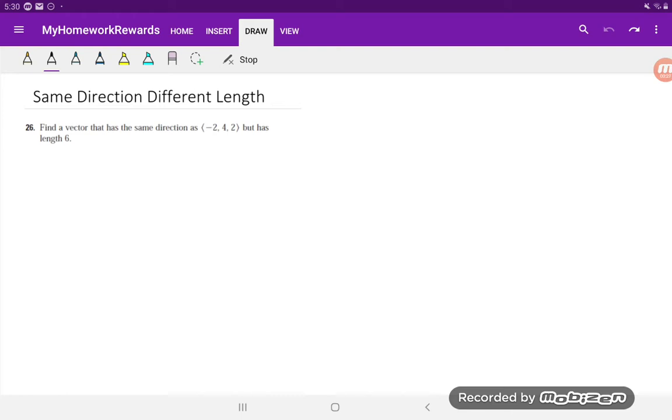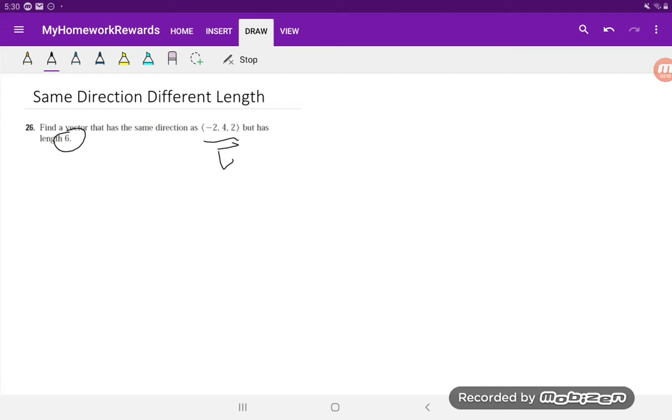So the question is asking us to create a new vector that has the same direction as this one over here, we'll call vector v, but has a length of 6. Our game plan for solving this is first we're going to compute a unit vector of v, and that unit vector will have the same direction but a magnitude of 1. And then we'll just multiply that unit vector by a scalar multiple of 6 to ensure that it has a length of 6 but preserves that direction.